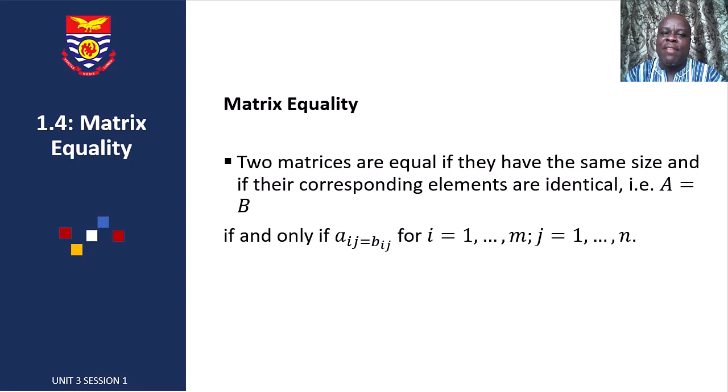So if you have a matrix A, which is 1, 2 in the first row, 3, 4 in the second row, that is 2 by 2. Then B must also be 1, 2 in the first row, 3, 4 in the second row, 2 by 2, for you to conclude that matrix A is equal to matrix B.